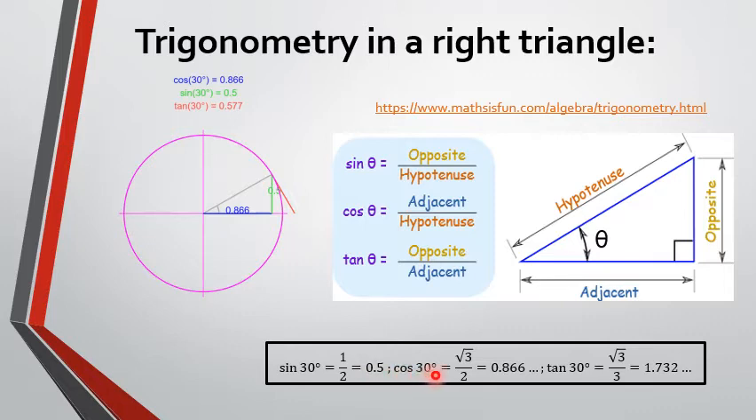Cosine 30 degrees is equal to radical 3 over 2, or 0.8666. Tangent 30 degrees is equal to radical 3 over 3, or the number 0.577. But sure, it is more accurate to use them with the radical to see an accurate number. You can also go to this link to see how the trigonometric circle works.